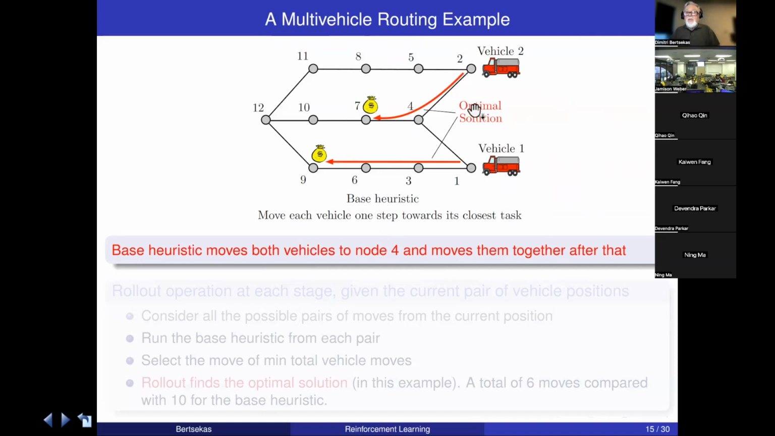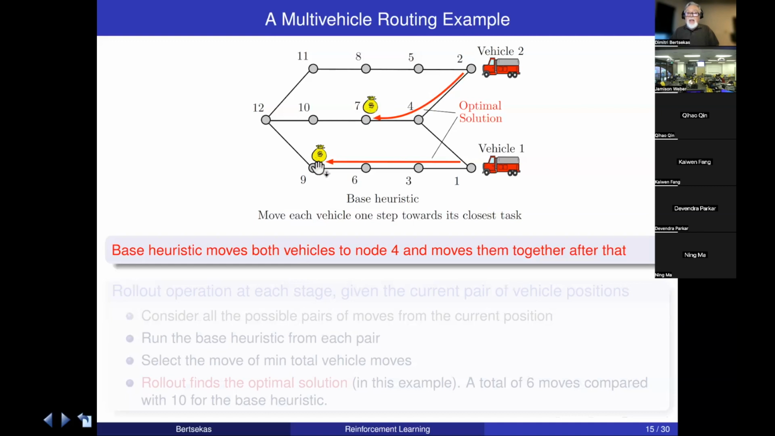In the beginning, the vehicles are here. They calculate their closest pending task. For vehicle 1, it is this one. And for vehicle 2, it's this one. So both of them move to this node. Then they are at the same location. So they're going to find the same closest tasks, so they're going to move together after that. And indeed, the base heuristic moves both vehicles over here.